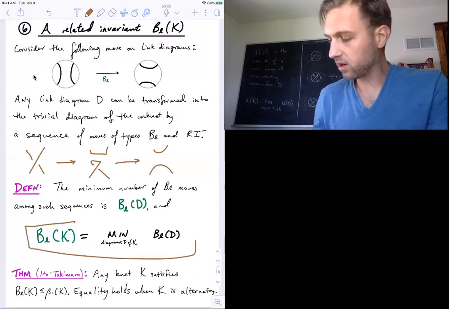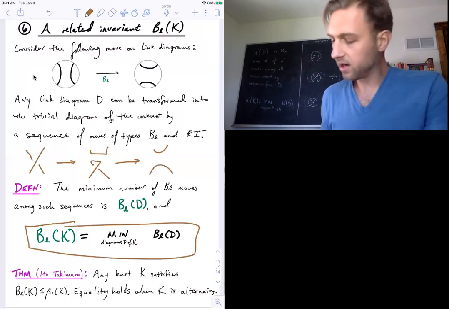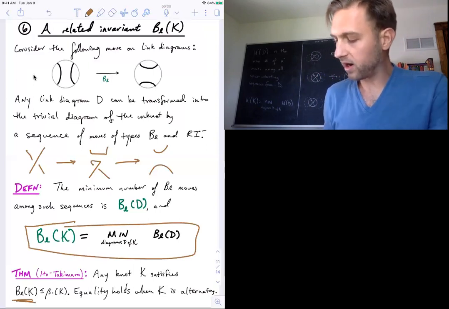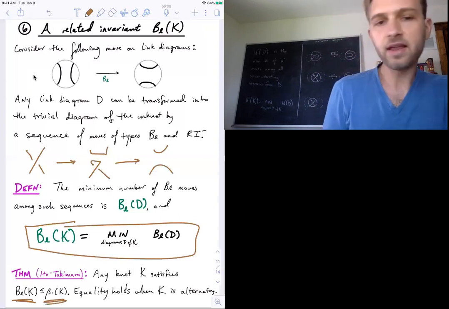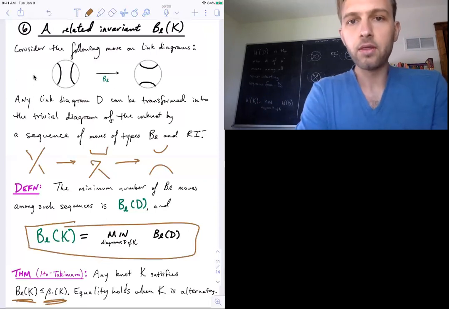That's this new invariant. And Ito and Takimura prove that this invariant always provides a lower bound for the overall genus of a knot, and that it equals the overall genus when K is alternating, whether your knot is prime or not.